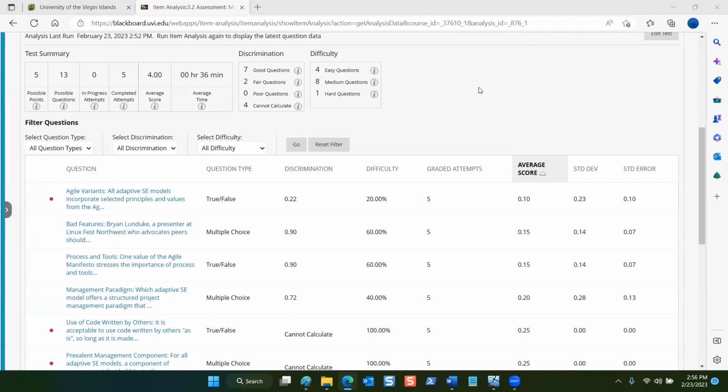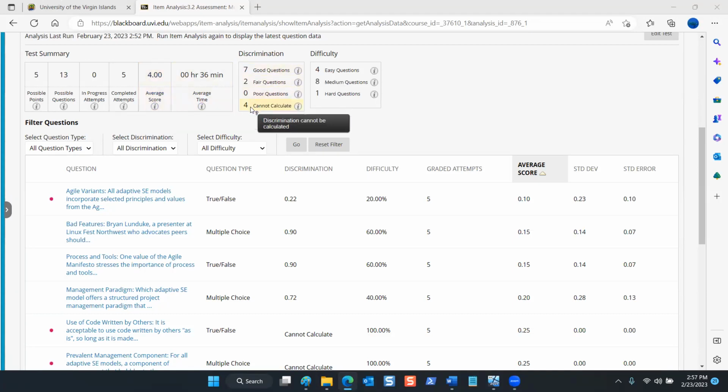We will conduct a brief item analysis of the first attempt of our Module 3 assessment. Basically, like most module assessments, 5 points were possible. There were 13 questions. The average score was a 4. That's a strong showing. If you convert that to a percentage, that's 80%. The class average was an 80%.